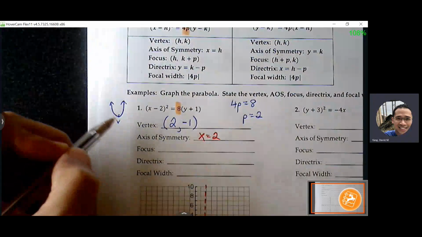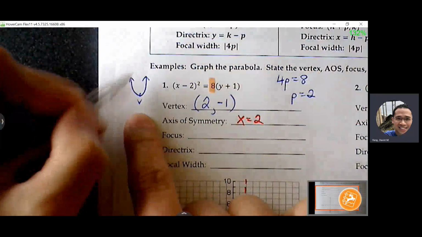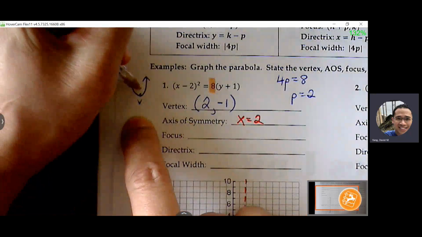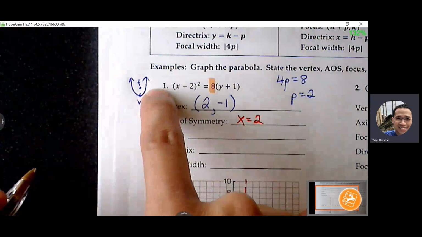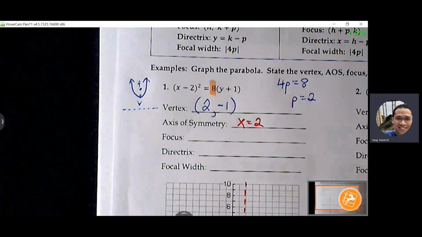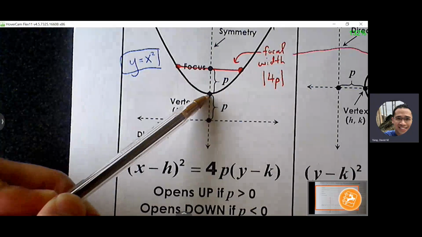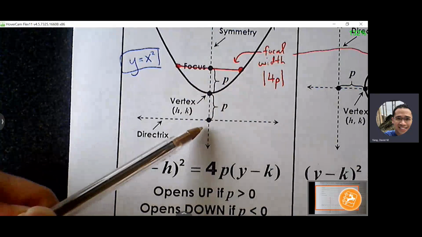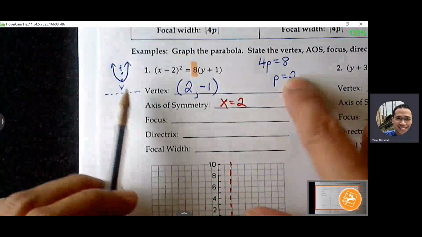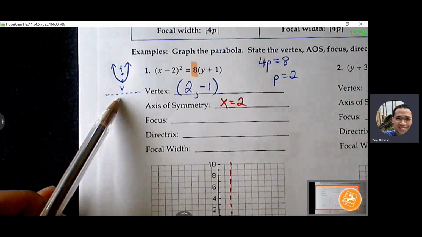Now I want to keep understanding the connection between all this, because the parabola is opening up, you know your focus has to be inside, so it has to be above, right? And then your directrix has to be outside, so it's going to be below. If my graph is opening up, my vertex is in the middle, my focus is above, and my directrix is below. So my p-value is going to help me decide how far to go to my focus and also how far to go to my directrix.